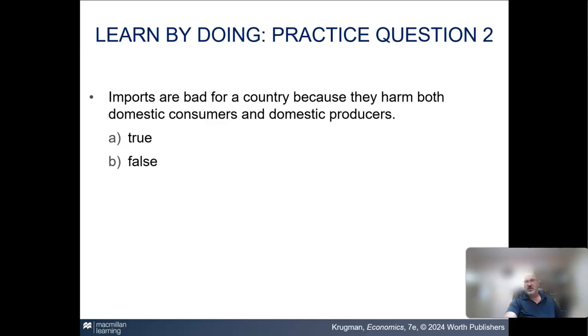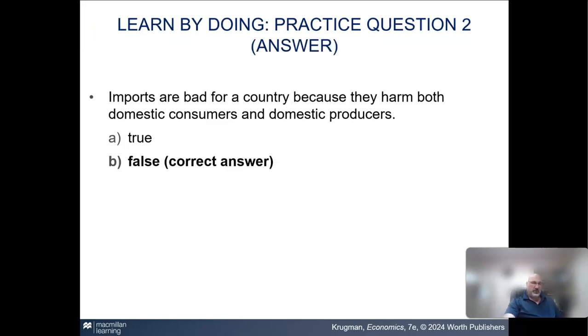Now, going down it's better for consumers. Going up, it's better for producers. So it kind of matters which one you are as to who it's better for, but that's it. So practice question 2: imports are bad for a country because they harm both domestic consumers and domestic producers. They don't hurt both.